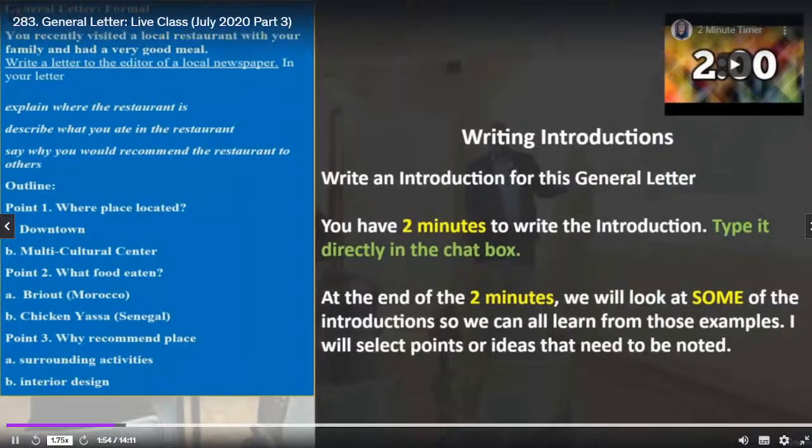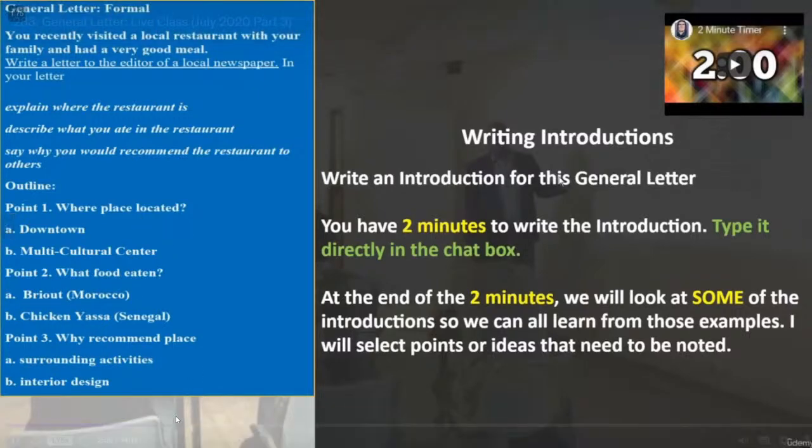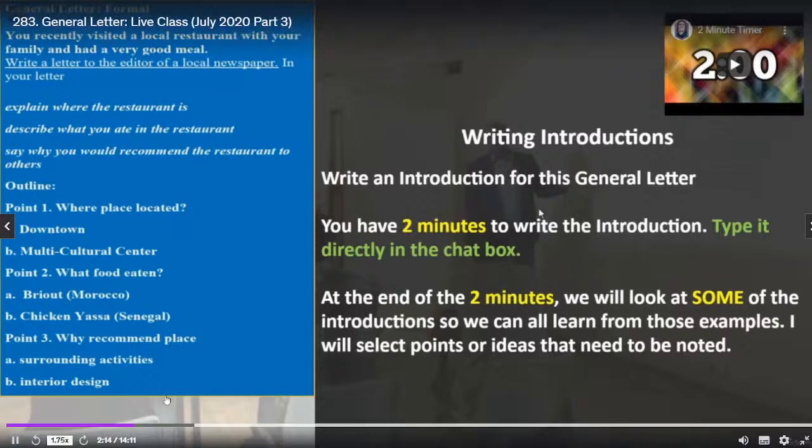At our introduction, right? And in terms of the writing that we're going to do, if you have your outline, you can use your own outline or you can use my outline that I have over here on the left-hand side. But right now, everybody, what we're going to do is we're going to write the introduction. You have 2 minutes.